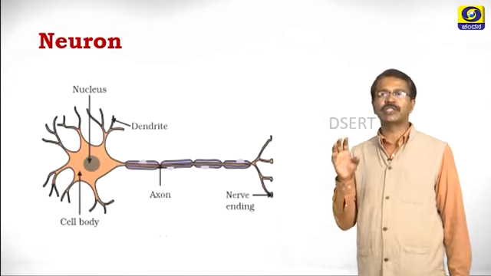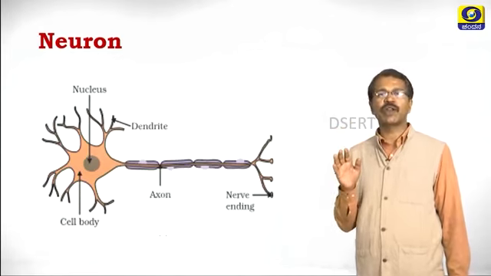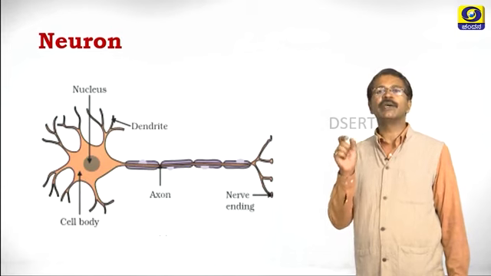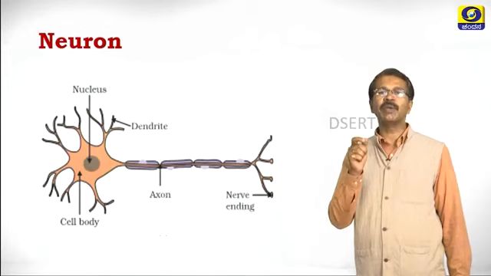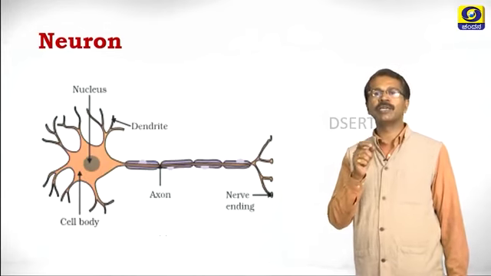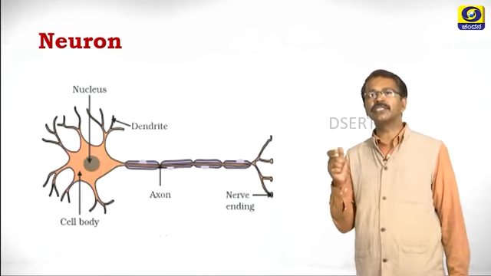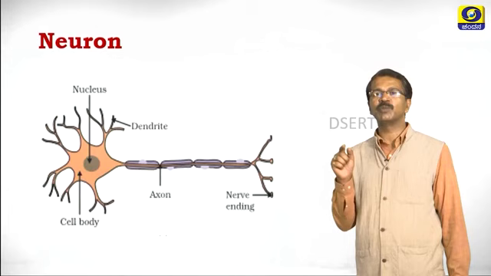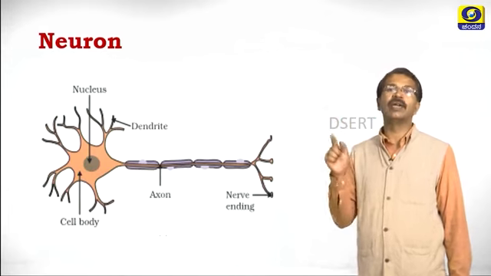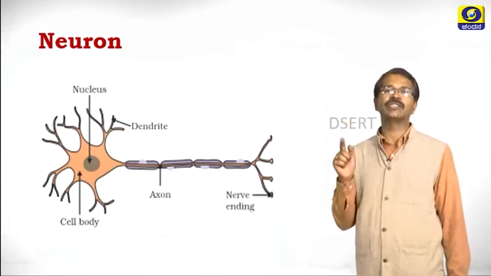This complete structure is involved in the transfer of messages. Actually, the dendrites receive chemical messages. That chemical message, through the cell body and through the axon, reaches the nerve ending in the form of a nerve impulse. That nerve impulse is transmitted as an electrical impulse. It is an electrical signal.